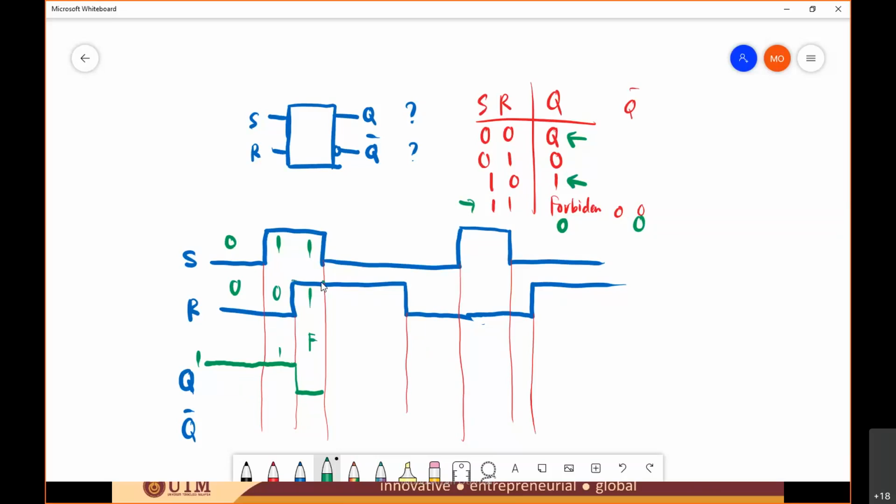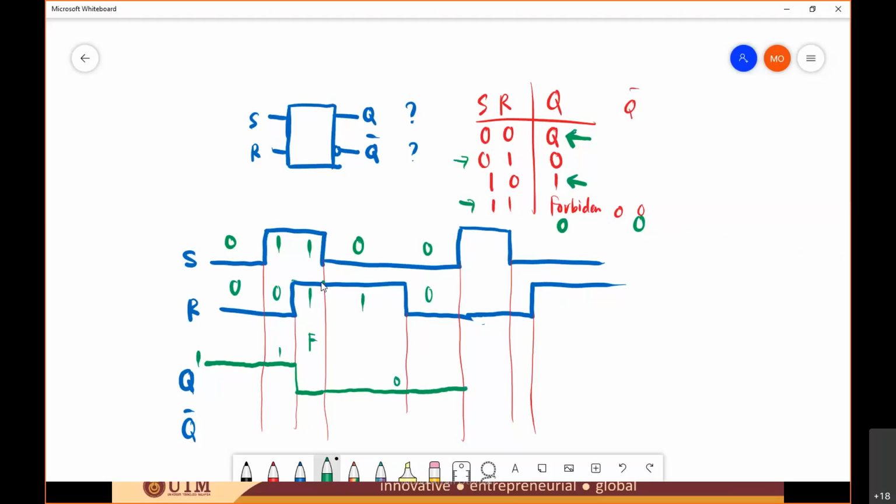Okay, then you have a 0, 1. So 0, 1, what happen for 0, 1? You're going to reset. Okay, so output kat sini akan jadi 0. Reset. And then this one here is 0, 0. Apa 0, 0? 0, 0 means that you're going to store. Okay, Q no change. Q kamu tak berubah. Maksudnya you need to follow the previous Q. What is the previous Q punya value? Kosong. So since the previous Q is kosong, so this one no change.